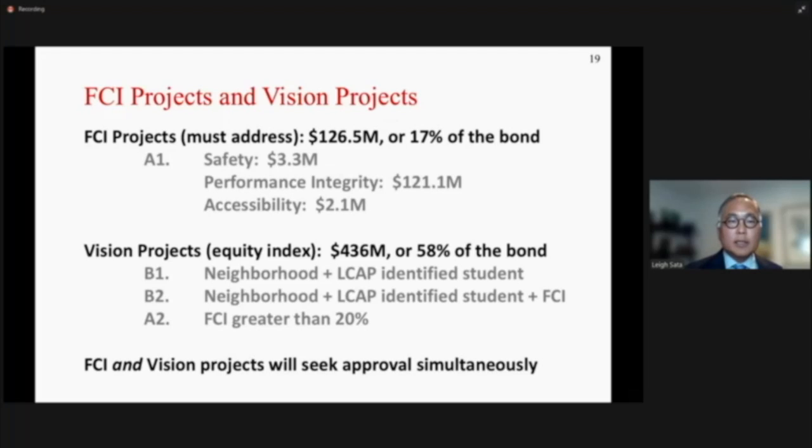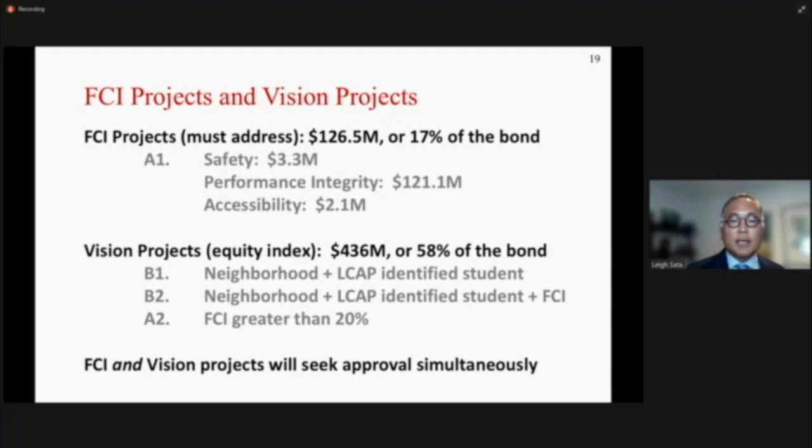And then secondly, as I suggested, there are the vision projects left over, or that we backed into in terms of an overall number, representing 58% of the bond. And so we're suggesting that we use the sorting tool using the criteria B1, which I explained earlier, neighborhood plus LCAP identified student. Secondly, B2, neighborhood plus LCAP identified student plus the FCI. And then the third category, A2, FCI greater than 20%.